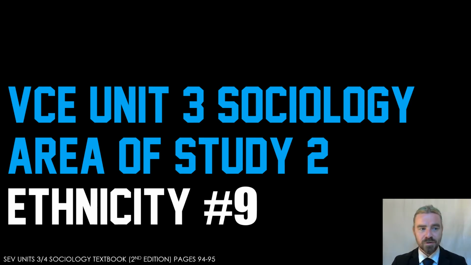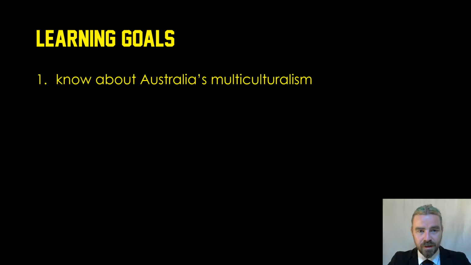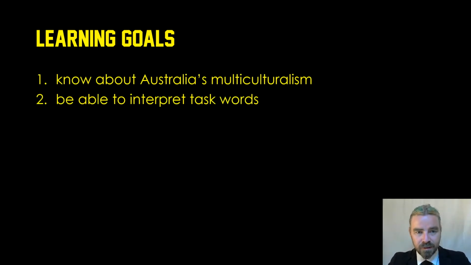Okay, sociologists, we continue our journey of learning about ethnicity, and this stuff comes from pages 94 and 95, although it's mostly just 95. Our learning goals for today are: I want you to know about Australia's multiculturalism, and I want you to be able to interpret task words.